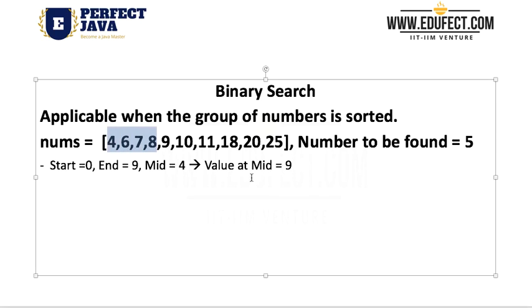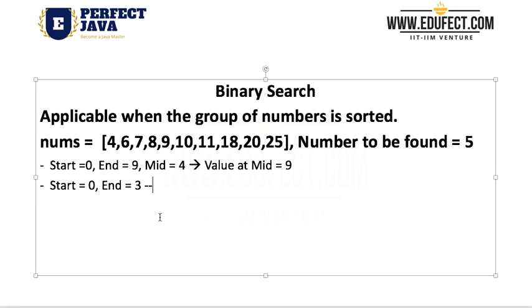It will be here. So now if it will be to the left of it, our start remains the same because it's to the left. And our end will become mid minus 1. Why minus 1? Because it's to the left. So this is where we will find the value. So now end will become 3.